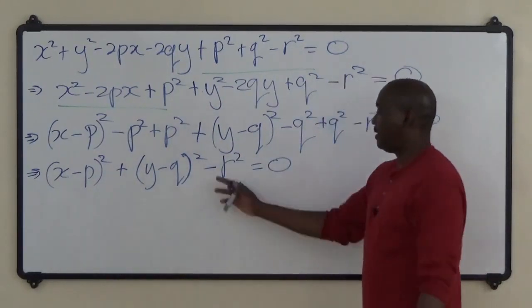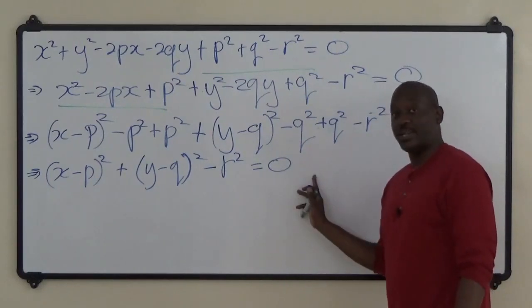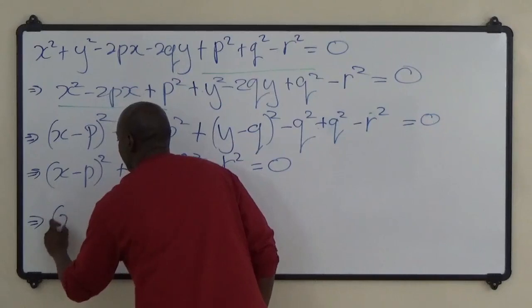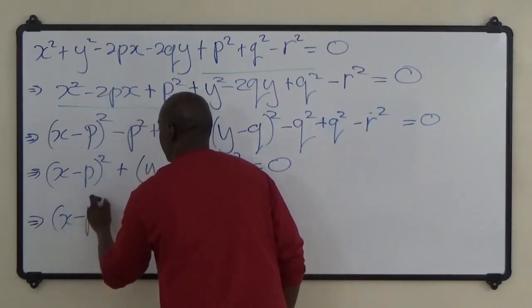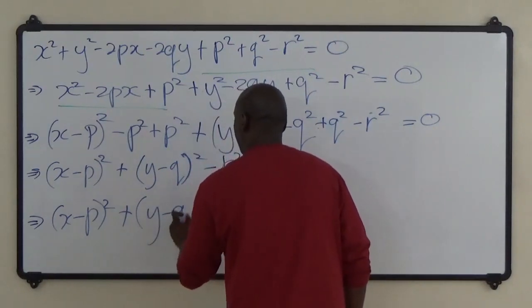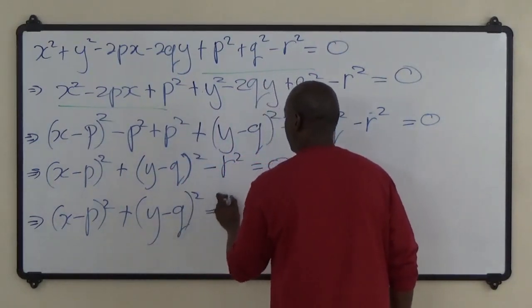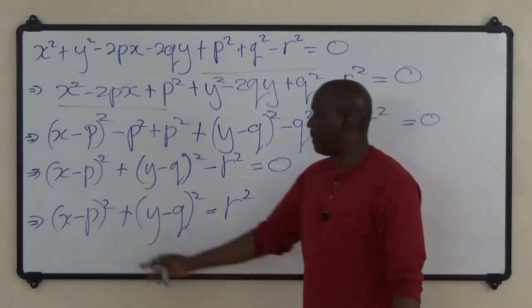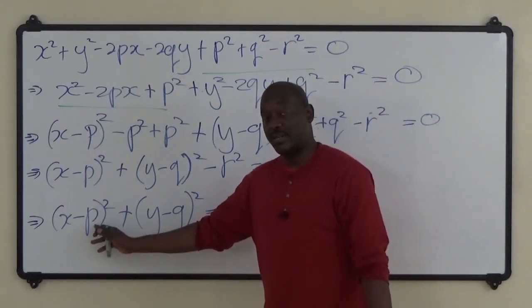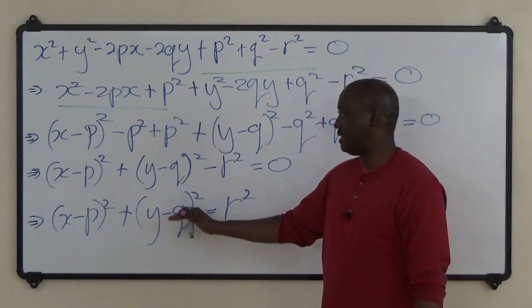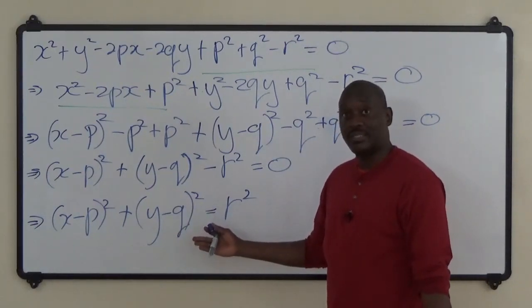And of course, all you need to do now is take the minus r squared and put it across here. So you'll now have (x minus p) in brackets squared plus (y minus q) in brackets squared is equal to r squared, where r is the radius, p is the x coordinate of the center, and q is the y coordinate of the center. And that is what it is.